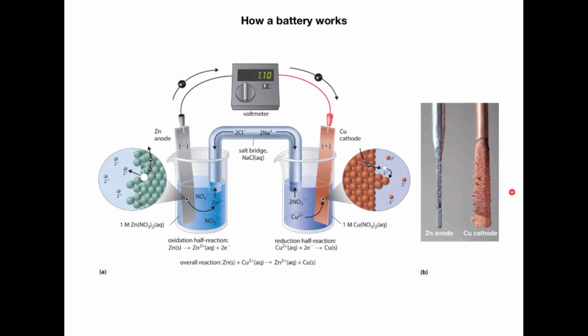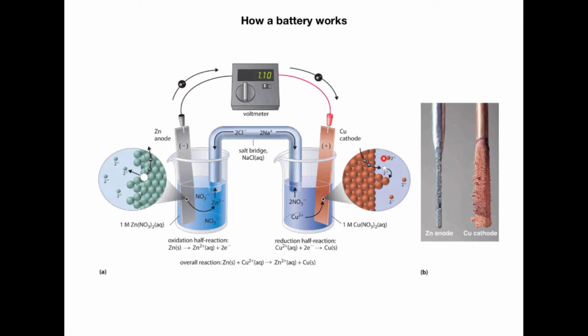Over time, you'll see what happens is the zinc anode eventually erodes, and the copper cathode eventually builds up, because all of the copper ions that were in solution will now jump onto the piece of metal to collect those 2 electrons that are gathered there in order to turn into solid copper.